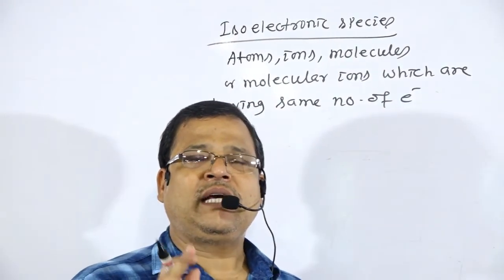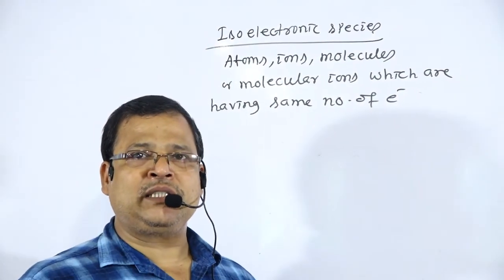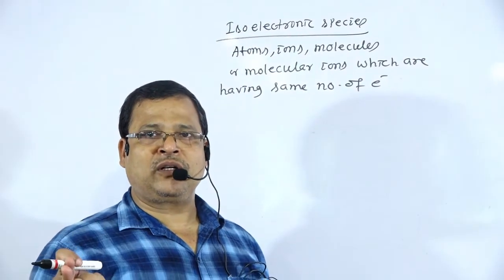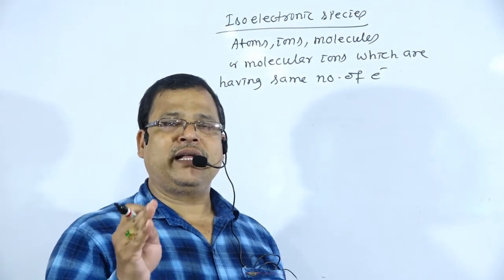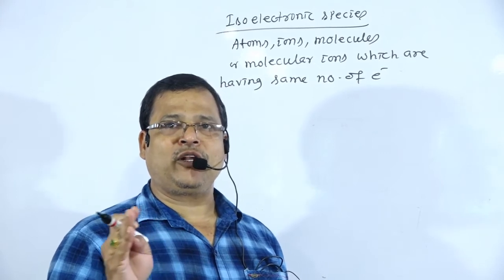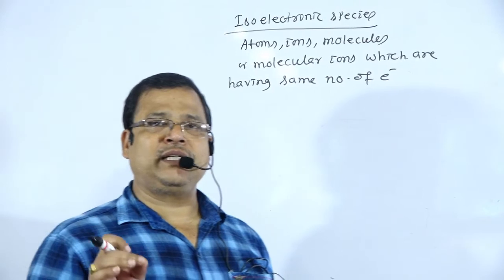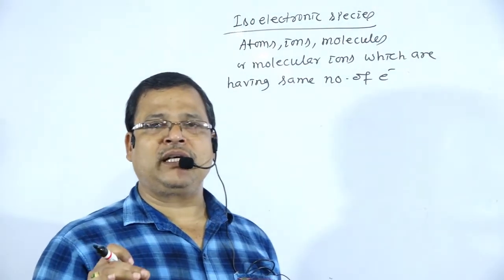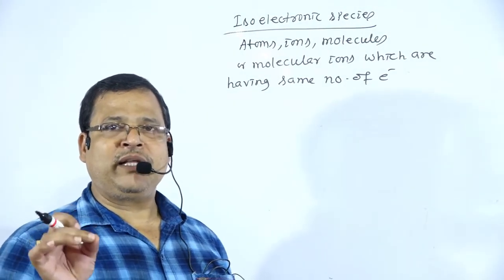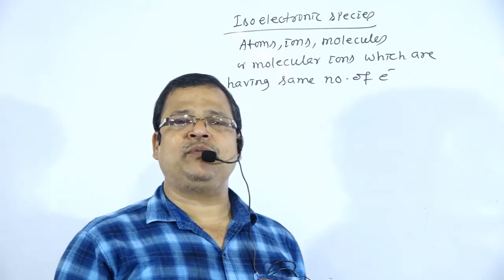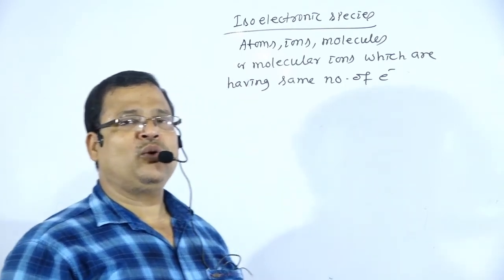We know a cation, that is a positively charged species, is produced by loss of electron. An anion, that is a negatively charged species, is produced by gain of electron. So we have to calculate the number of electrons present in cations, anions, molecules or molecular ions. If they are the same, then those species will be treated as isoelectronic species.